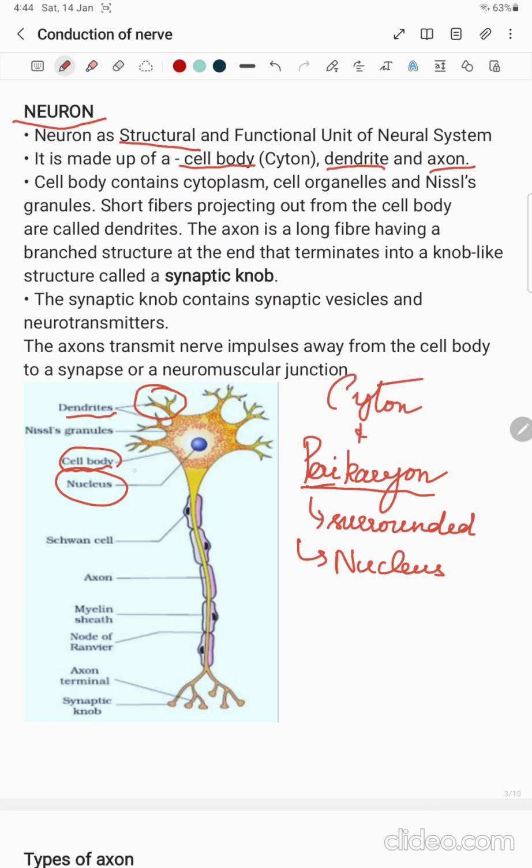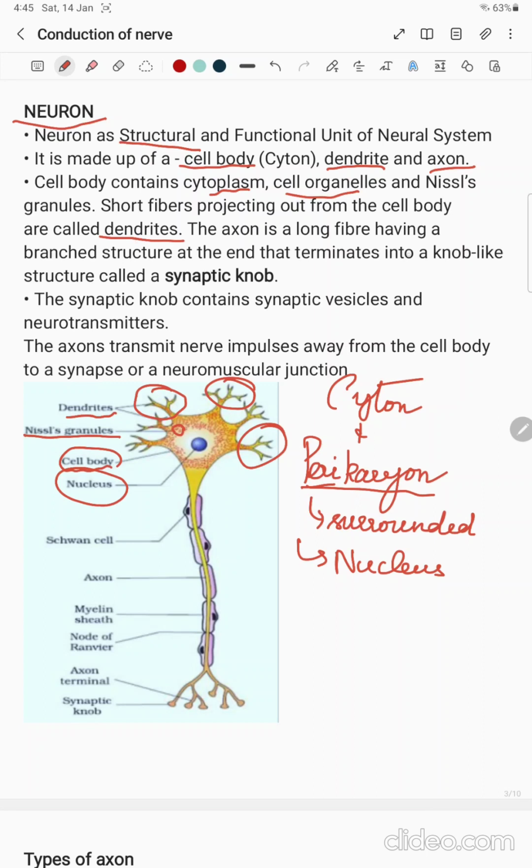These are the upper portion of our neuron. The cell body consists of cytoplasm, cell organelles, and Nissl's granules. These small dot-like structures are called Nissl's granules, and cytoplasm is present here as well. These are the components of our cell body. Short fibers projecting out from the cell body are called dendrites.